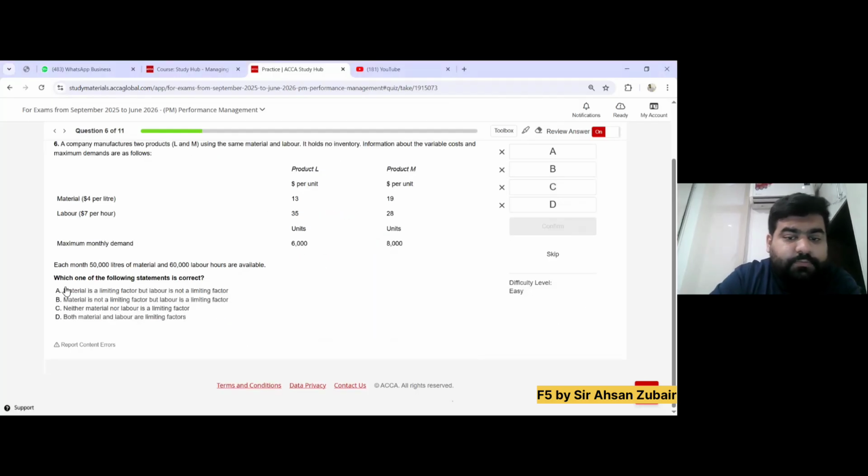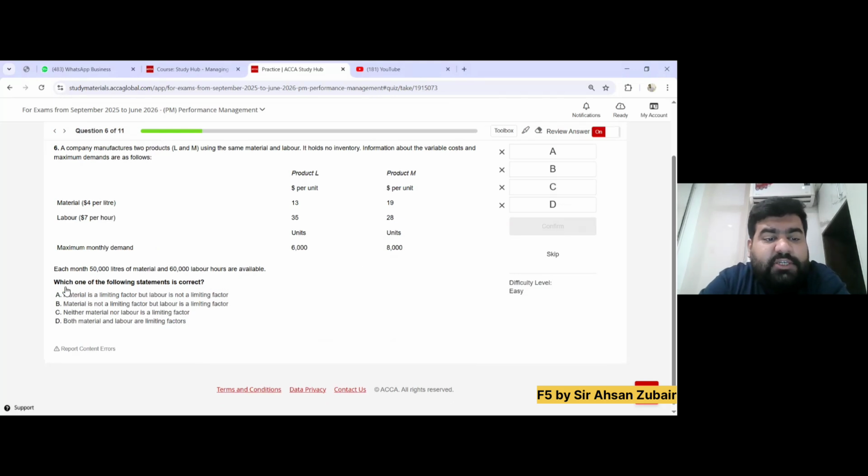Next question. A company manufactures two products L and M using material and labor. It holds no inventory, okay, and material and labor are given maximum monthly demand. Each month 50,000 liter of material and 60,000 labor are available. Basically, we have to tell in all the options which is the limiting factor, either material or labor or both. Let us see. First, we will do the calculation for material. It's step one where we identify the limiting factor. The calculation of that step one we have done in the lecture.